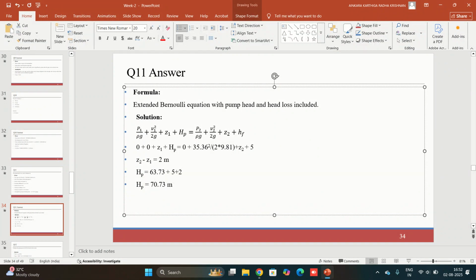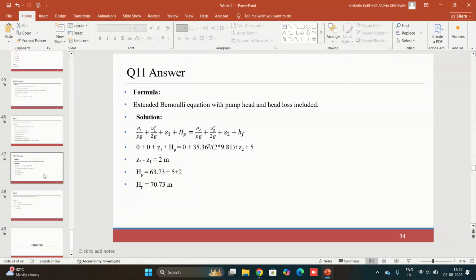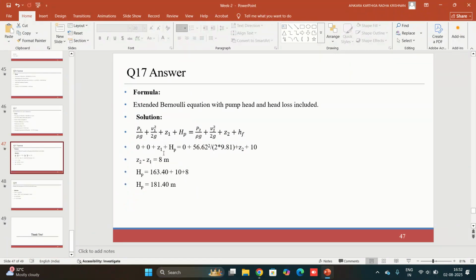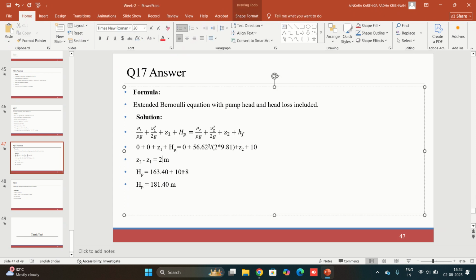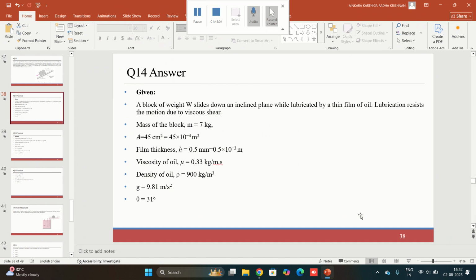70.73. So it is 70.73. 63.73 plus 5 plus 2, 70.73. I hope it is clear. I'll just come back once again. Again, here it is 2. Here it is 2 instead of the earlier value. 165, 175. Okay, I'll explain somewhat clearly now.